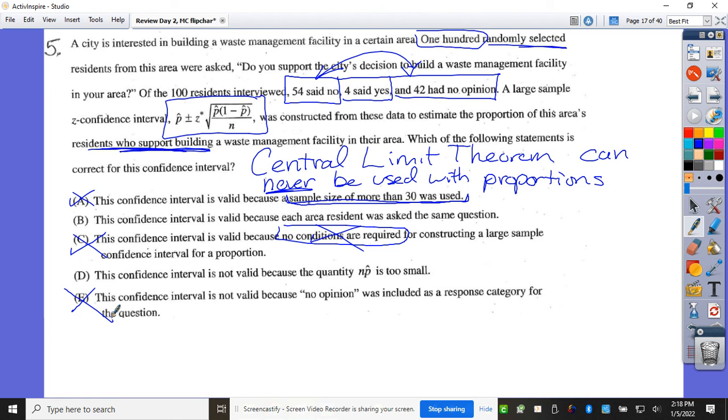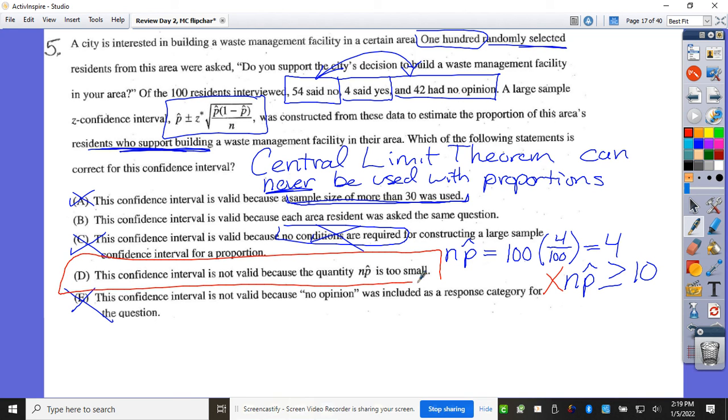And now I'll go back to this one. This is checking to make sure that your sample size is large, or your number of successes and number of failures are large enough. For this problem, technically, what is our n? 100. Technically, how do I find p hat? But this is one where it actually gave us the number of successes already. And so n times p hat is supposed to be what? It's greater than or equal to 10. And it was not. So it's not valid.